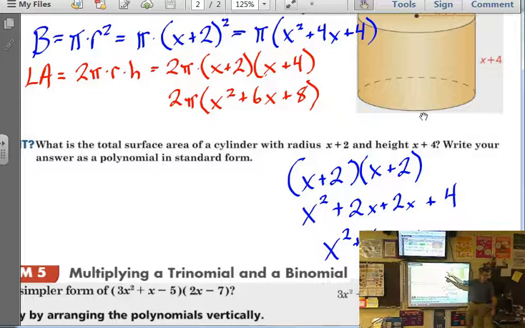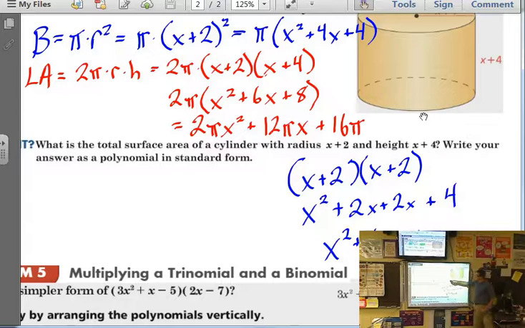When the first one is different, like this might be x and this might be x squared, then that changes everything. But while we're working with easy ones, you should start to see the pattern that we get here. Then product down to there. And when we put it all together, 2 pi x squared plus 12 pi x, not going to forget my x there this time, and 16 pi.